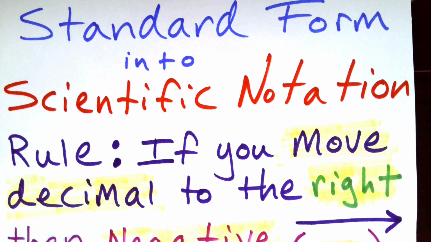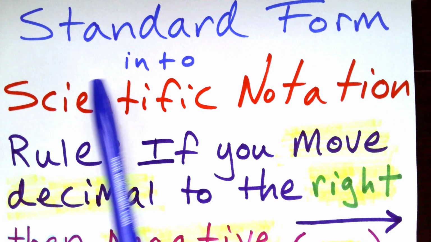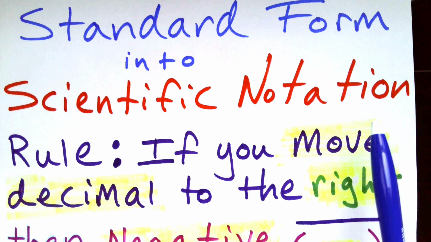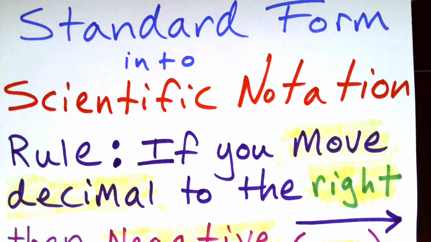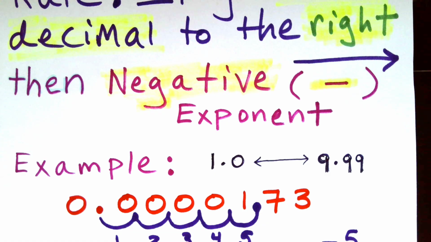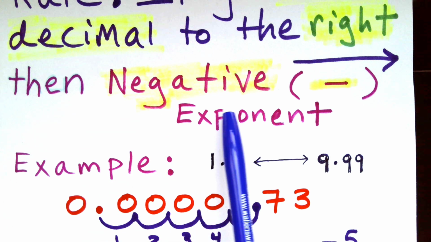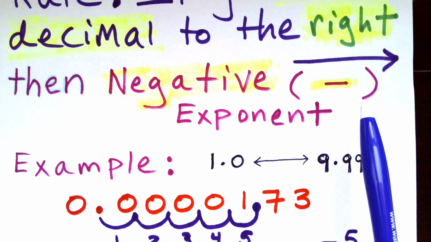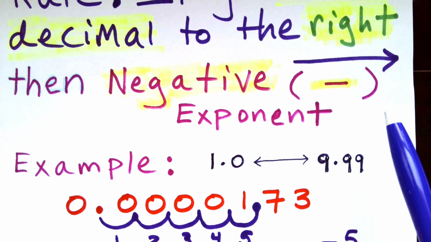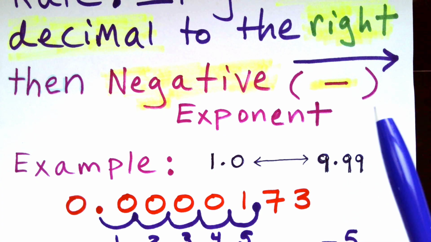All right, so now I'd like to go over some examples, standard form into scientific notation, right? So there is an additional rule we have to follow, and that rule is if you're moving that decimal from the original coefficient to create a new coefficient, and you move that decimal to the right, then you'll be adding a negative exponent into that scientific notation form. Okay, let's go over an example.